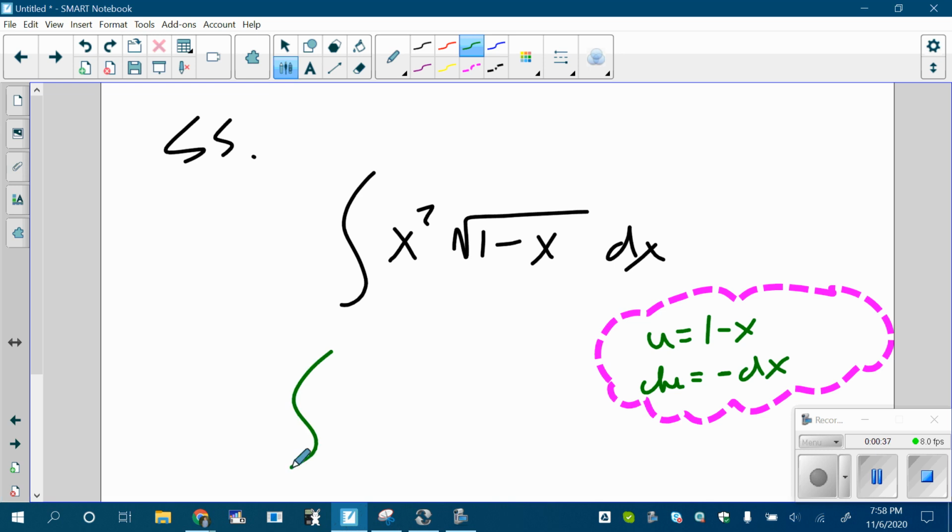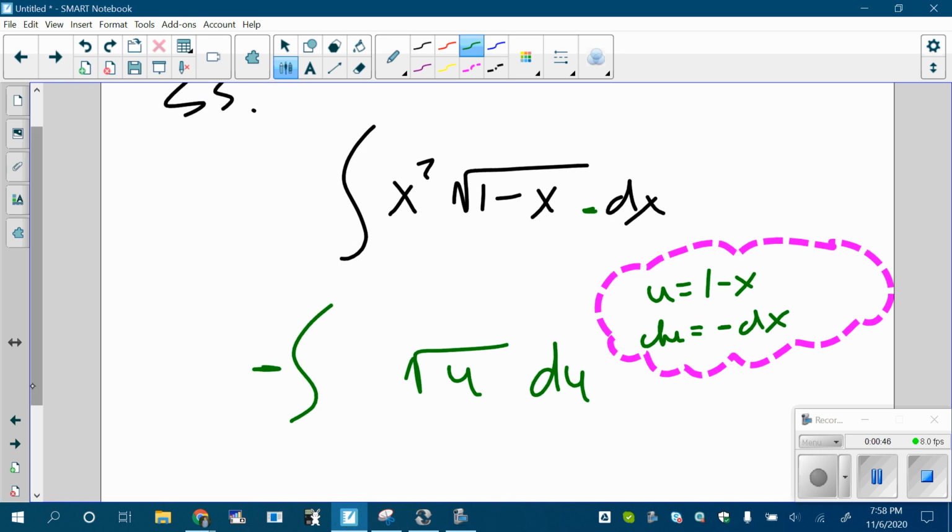You start to do your u sub. You got square root of u. You can throw a du in there, but you got to balance it with a negative 1, so toss a negative out front. Cool, cool, cool.